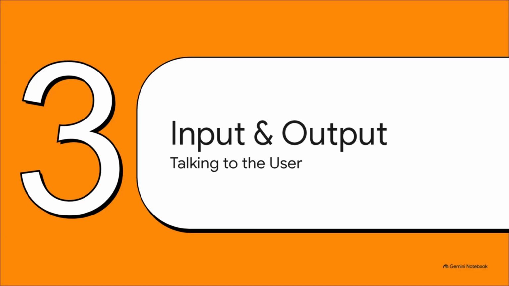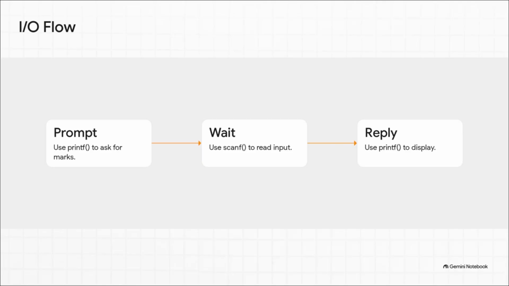Section 3. Input and Output. Let's start talking to the user. Okay, so our program can do math, but right now it's basically just talking to itself. We want a conversation. To build that, we use printf to display a message on the screen, like asking "Enter marks." Then we use a new command, scanf, to literally wait for the user to type a number. It grabs that input and neatly stores it into our variable using an ampersand, which is also known as the address-of operator. Finally, we can use printf again to reply, echoing the mark right back to them.